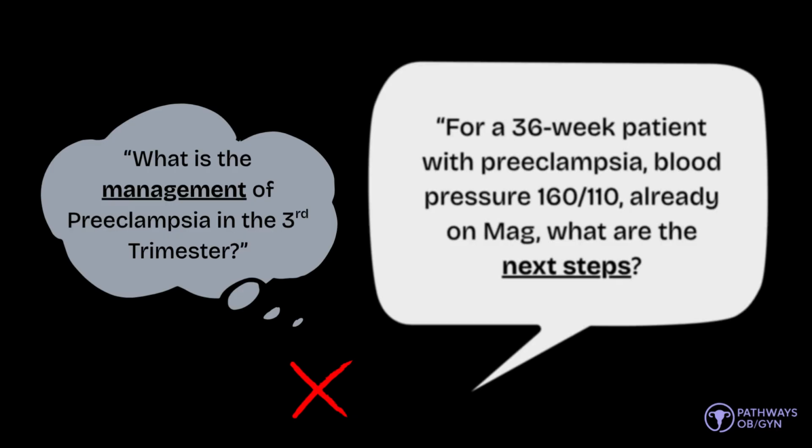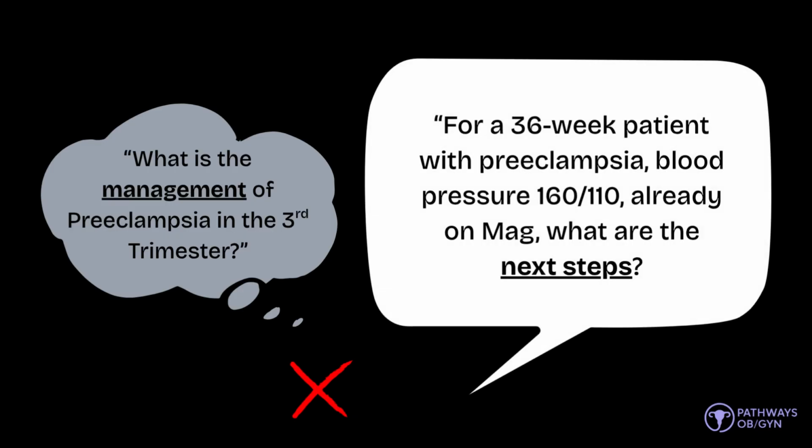If you ask this, for example, what is the management of preeclampsia in the 3rd trimester, you will likely get a generic answer. But if you ask instead, for a 36-week patient with preeclampsia, blood pressure 160/110, already on magnesium, what are the next steps? Now you get specific step-by-step guidance.